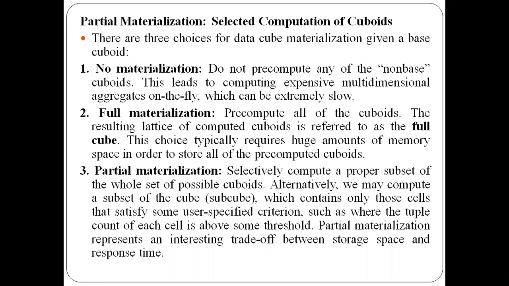Then what parameter can we choose for choosing the cuboids here? One of the parameters is based on some threshold. We can choose some of the cuboids based on it. I will explain this in the next class.